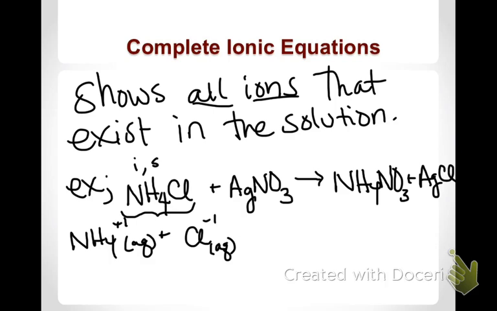Moving on to my silver nitrate. Silver nitrate is both ionic and soluble according to my solubility chart, which means it is going to both dissolve and dissociate.